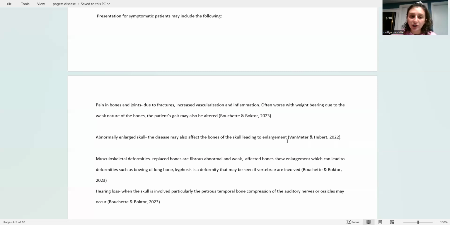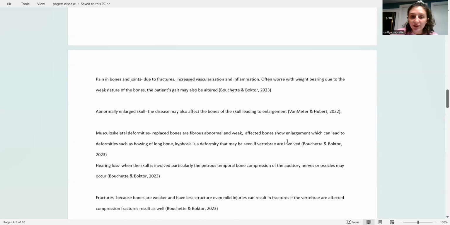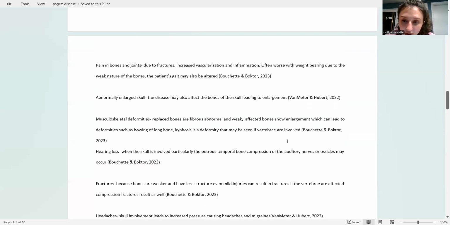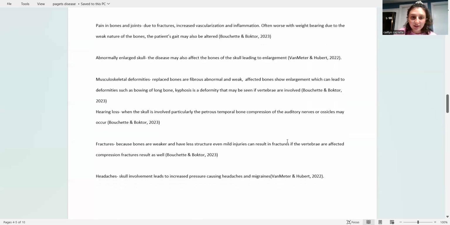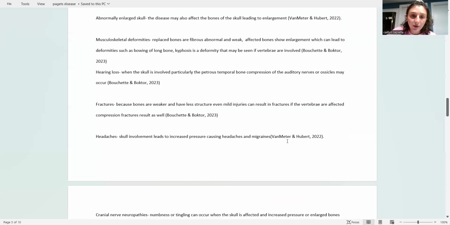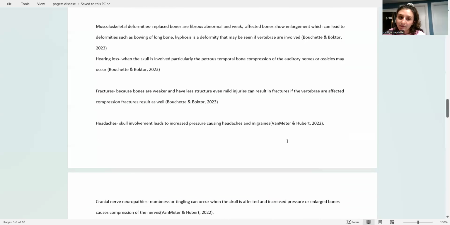Next is an abnormally enlarged skull. The disease does affect the bones in the skull, which leads to the enlargement. Musculoskeletal deformities: replaced bones are fibrous, abnormal, and weak. The affected bones show enlargement, which can lead to deformities such as bowing of long bones. Kyphosis is another deformity that can be seen if vertebrae are involved in the skeleton. Hearing loss can occur when the skull is involved, particularly the petrous temporal bone. Compression of the auditory nerves or ossicles may occur, which can lead to that hearing loss.